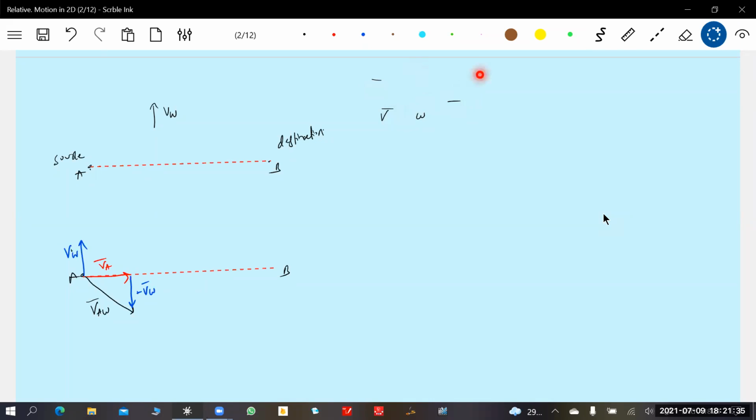I'll put it in a very systematic order, since some of you are getting confused. Plus VA bar, plus minus VW bar. Then I'm moving for VAW bar. This sign has come because VW bar is like this. Minus VW bar should be opposite here. I'm adding VA bar to minus VW bar. I'm just taking the vector addition here.